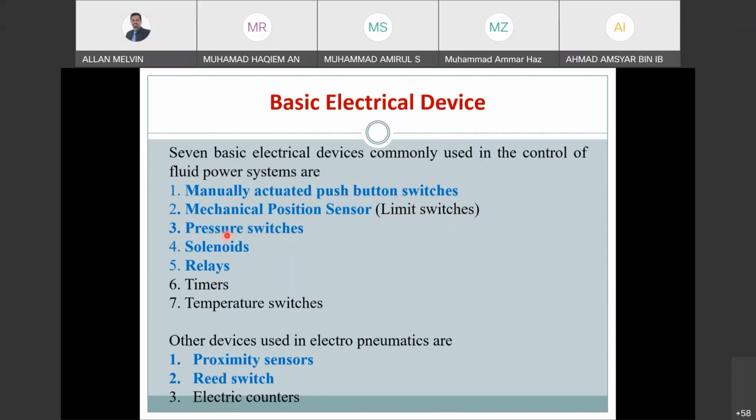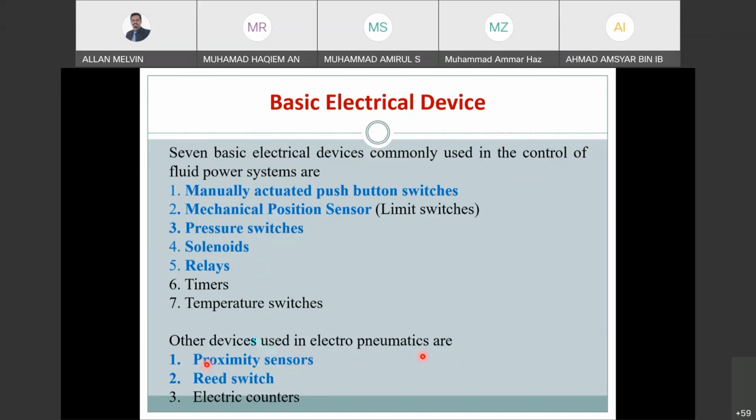Okay, then you have a pressure switch, if you give a pressure input. Then the last two parts that we will study today: solenoids and also relays, which are related to electro-pneumatic. Then we have other devices as well, like timers. So, this is usually where we use time delay. Or in electrical, you can use electrical timers. And temperature switches. Normally these are the basic electrical devices used to control the power.